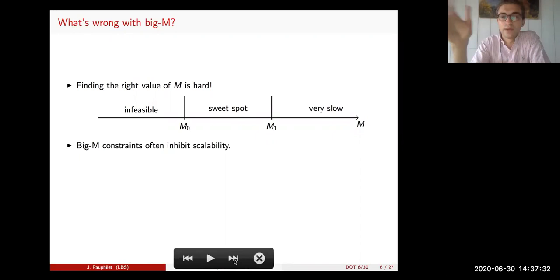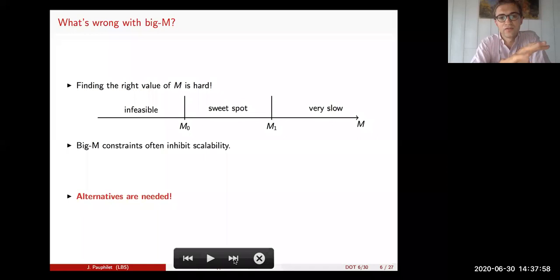So there's a need here to think about alternatives to big M constraints, which would allow better scalability and easier tuning of those parameters. That's exactly the goal of this work: to revisit and formulate the big M constraints in a new way that allows for alternatives to be designed and analyzed.